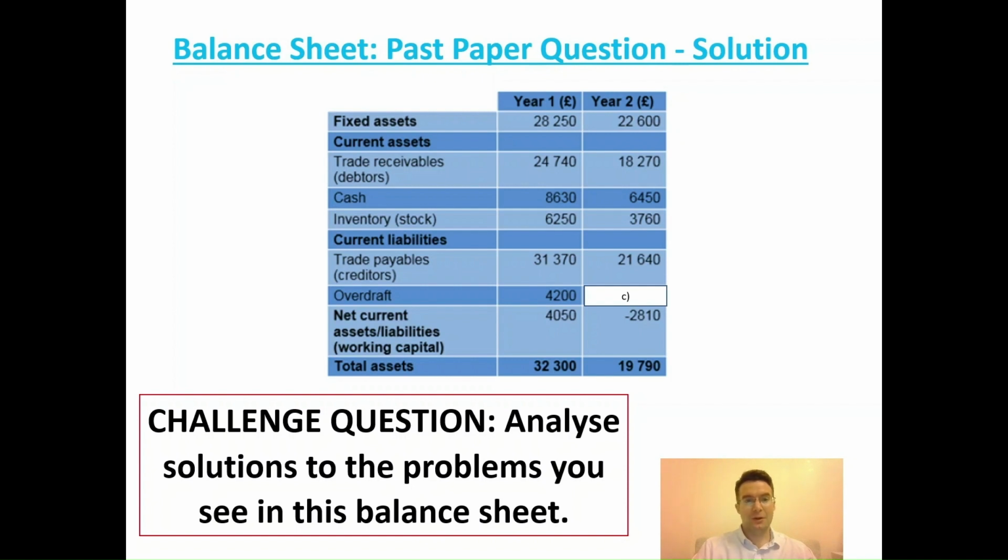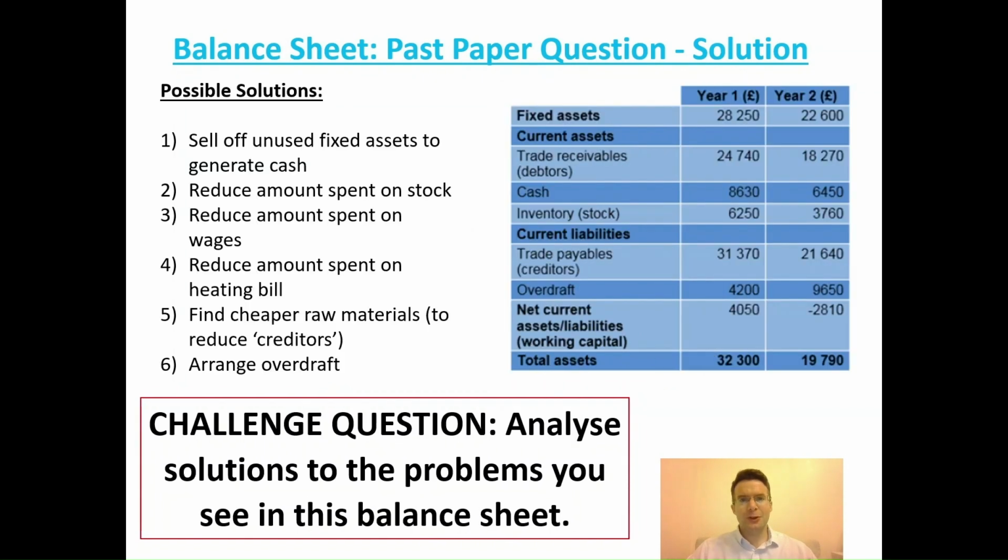And C, well, current assets minus current liabilities give us our working capital. So current assets take away liabilities. We have to work out the total liabilities in order to get to our minus 2,810. That would leave us with an overdraft of 9,650. So what issues have you spotted in this balance sheet?